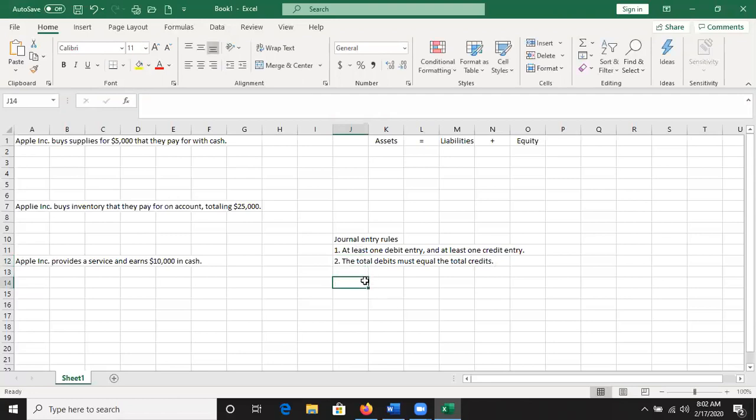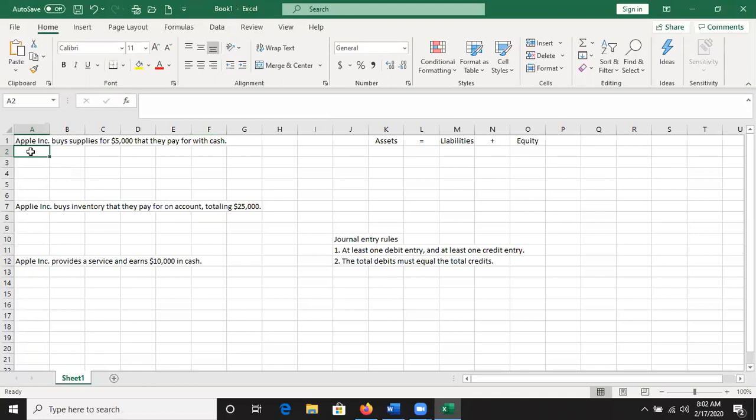So let's start. The best way to look at the double entry system is to look at a transaction and then tackle it. So I put up three brief examples here. We're starting with Apple. Apple Corp buys supplies for $5,000 that they pay for with cash.